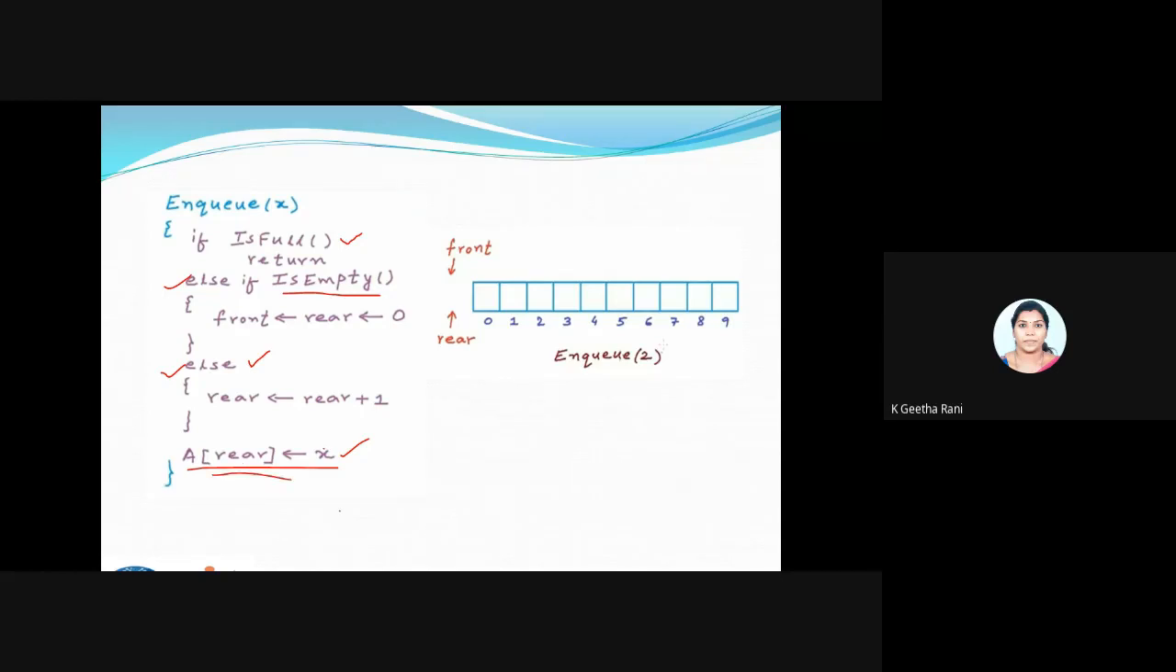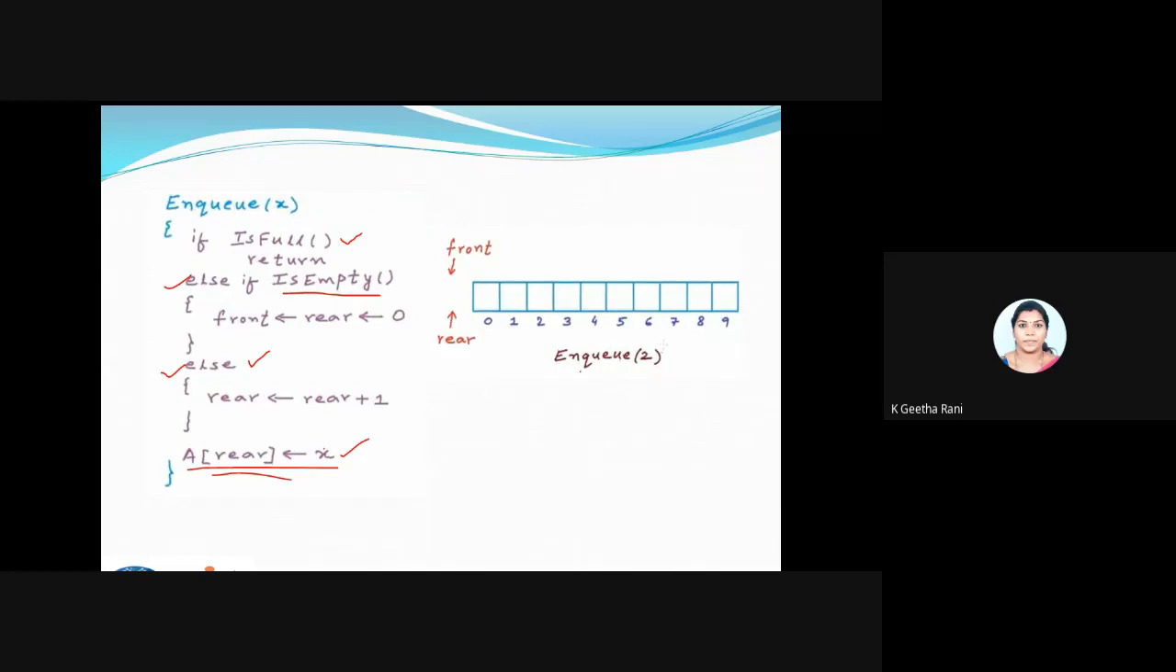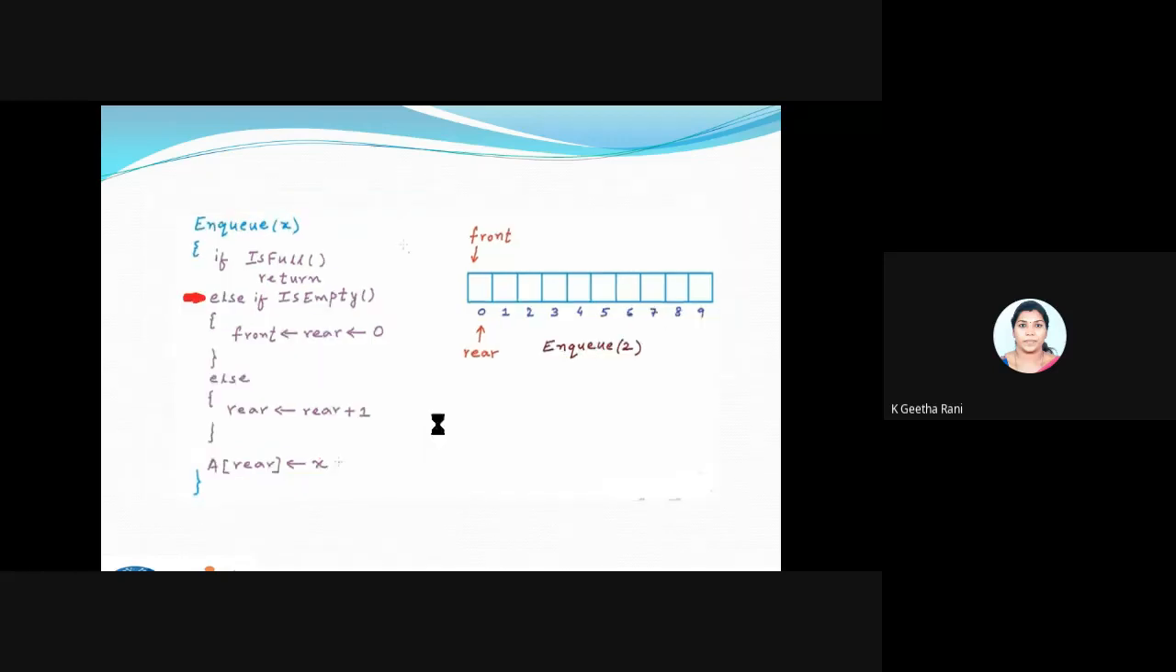Fine. So now we will perform some enqueue operations and check them. I'm going to perform enqueue of 2. I'm passing the data value 2 into the queue. What happens here? My queue is not full, so it checks the first condition and moves on. It's empty, so it goes into my else if. If it is empty, I have to make my front and rear the index value 0. So you can see the indexing has automatically changed.